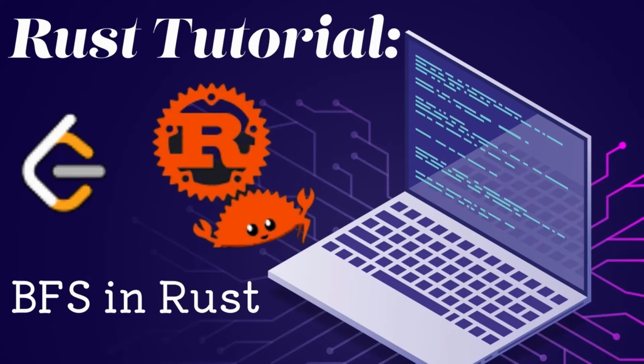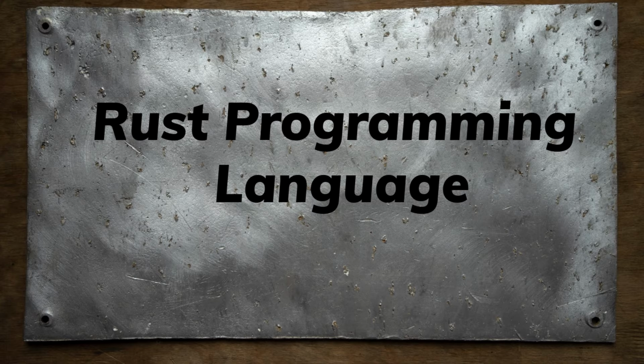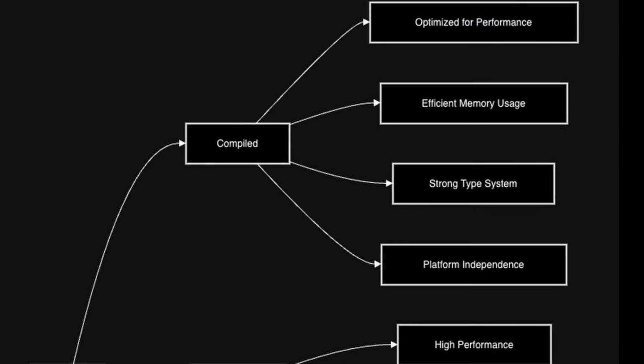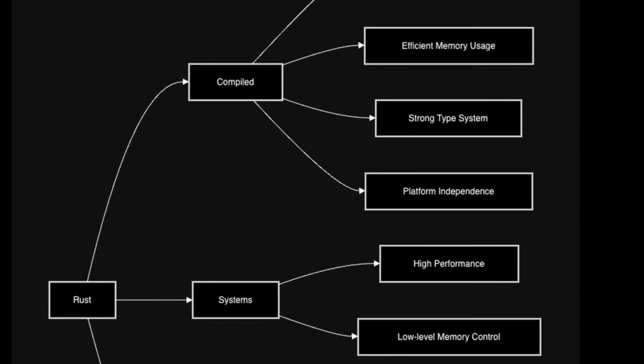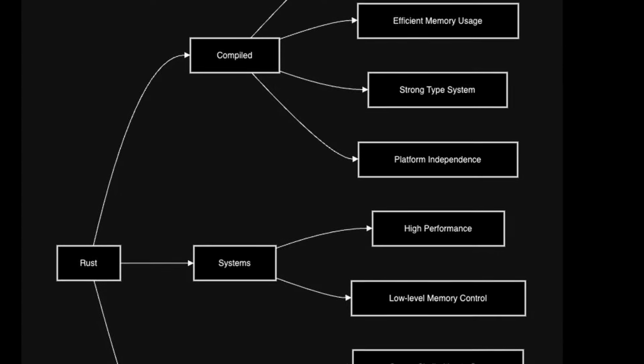Let's kick things off with some Rust basics, then we'll dive into BFS problems in Rust. Rust is a compiled systems programming language designed to be fast, reliable, and safe. It provides low-level control similar to C and C++, but with modern features that help prevent common programming errors like memory bugs and data races.